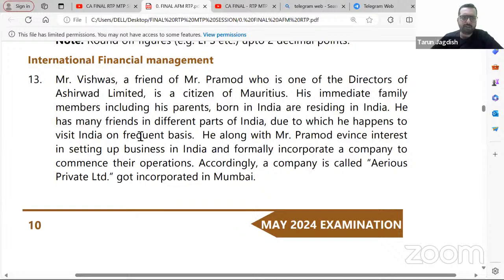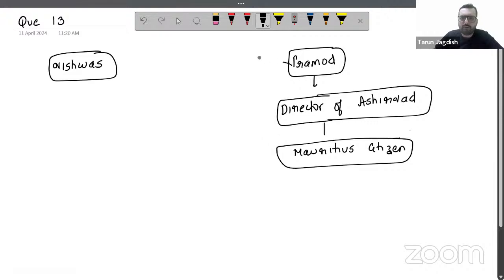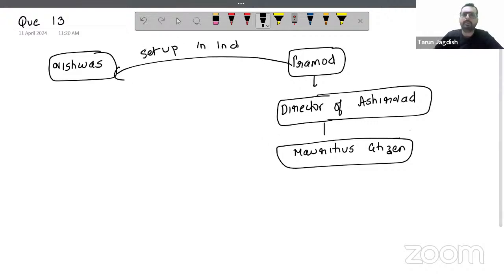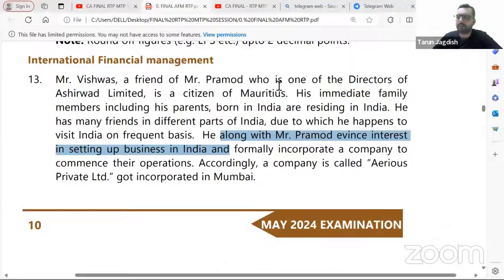All right. His immediate family members, including his parents, are born in India, residing in India. He has many friends in different parts of India, due to which he happens to visit India on a frequent basis. He, along with Mr. Pramod, evinces interest in setting up a business in India. So this fellow wants to set up a business in India, but he's in Mauritius. So he'll invest from Mauritius, but then the returns he will start getting in India.